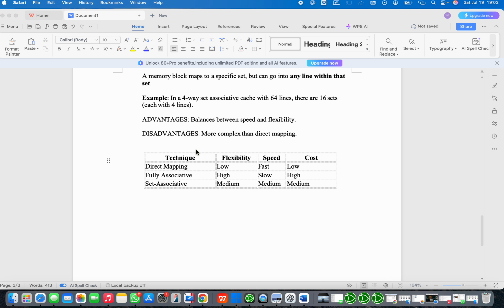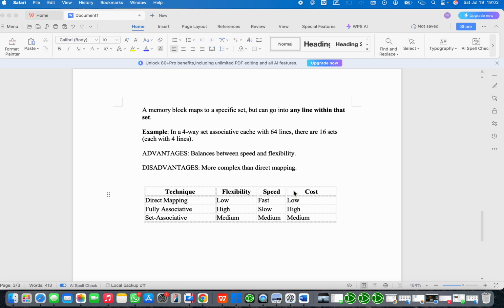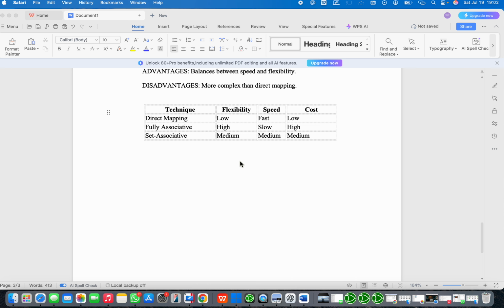All right, so we have the techniques, the flexibility, the speed, and the cost. Direct mapping has low flexibility, but the speed is very fast, and the cost is low too. Fully associative has high flexibility, very low speed, and high cost. With set associative, it is medium. So ideally, it would be best to go with set associative mapping rather than direct mapping or fully associative. Thank you.